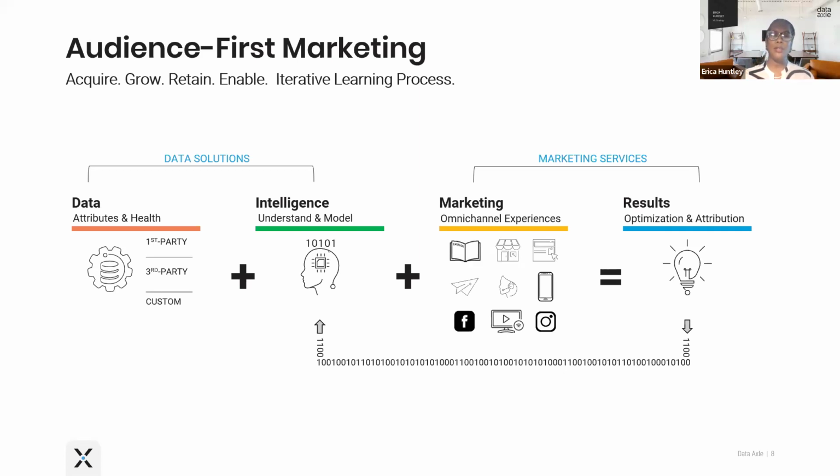And then results, where we provide performance reporting across the marketing programs that we've implemented, and we can also build custom offline reporting for attribution solutions. That really helps us measure and understand our results. Then those results are fed back into the intelligence phase, where they help improve the models and things like that that we've developed.